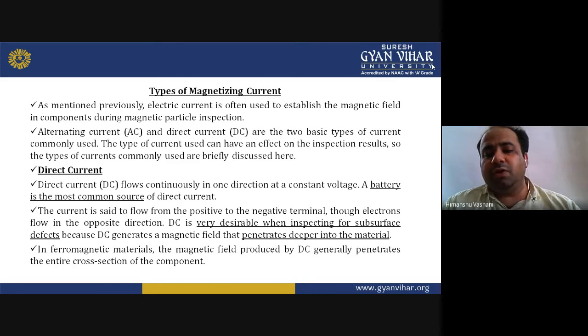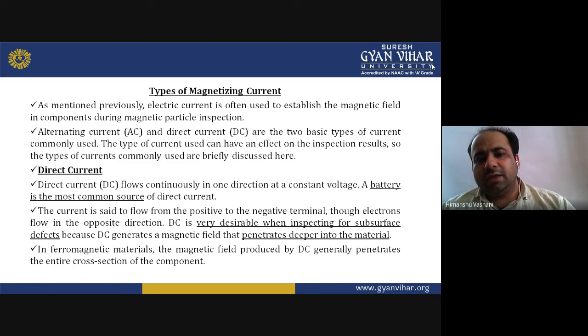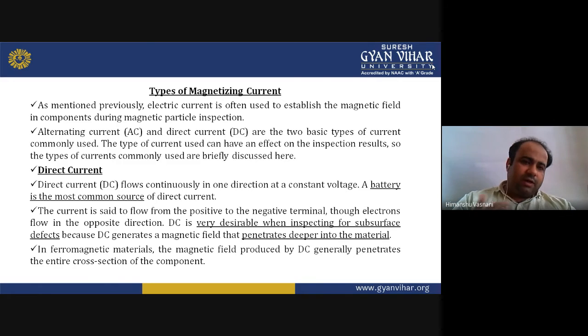Now we all know that AC and DC, these two types of currents, are available. Our purpose is to find the flaws in the best possible way, that is, the inspection results should be the best. So to obtain the best inspection results, we need to study the current used. The first is the direct current.